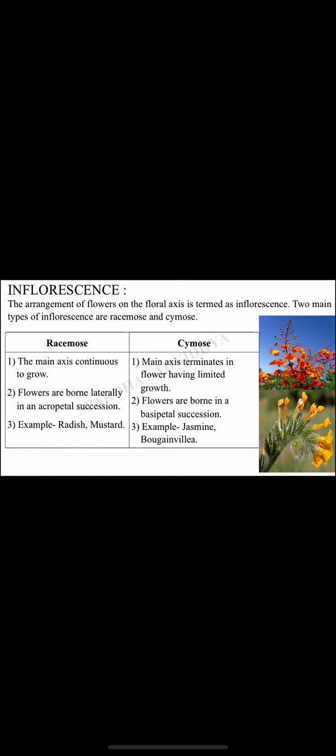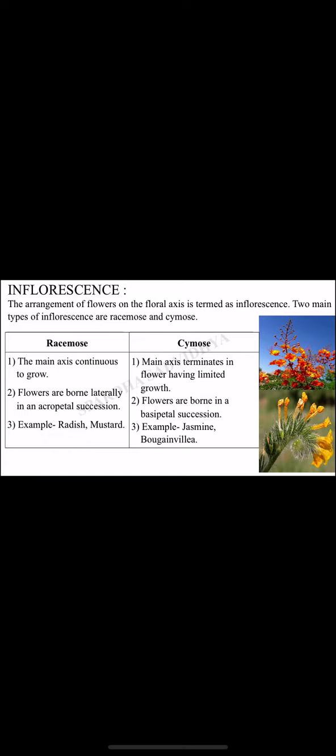Next comes the inflorescence. Inflorescence means some of the shoot apical meristem changes to floral meristem. So when the shoot apical meristem is transformed into a flower, it will always be solitary, that is single. The arrangement of flowers on the floral axis is termed inflorescence.